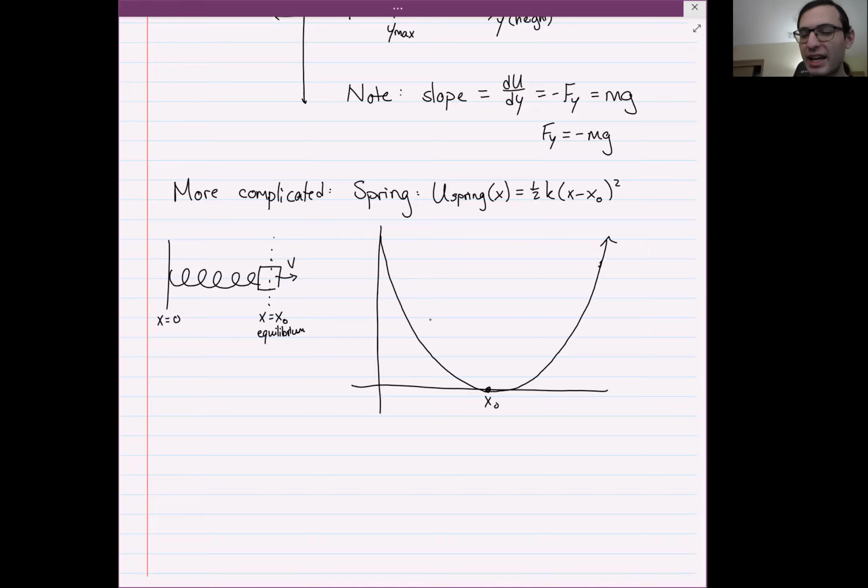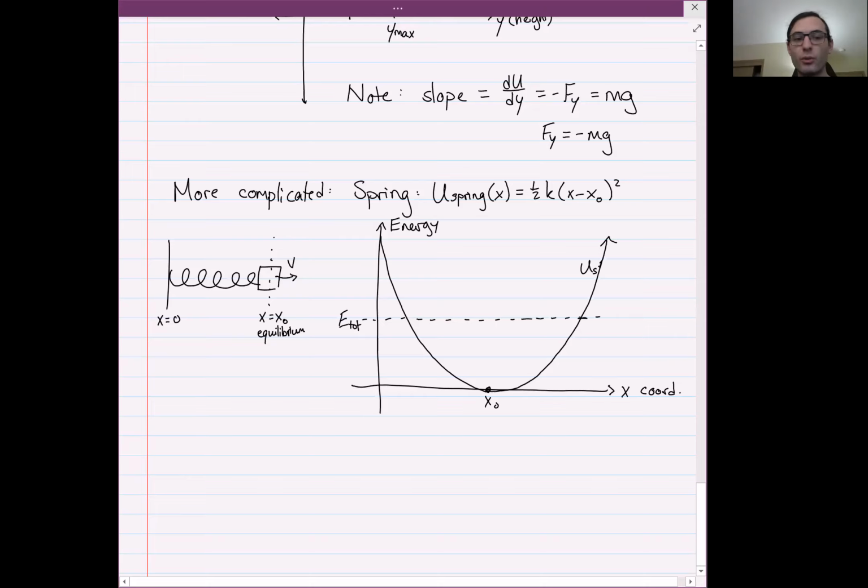Let's say that this thing has total energy. This would be the x coordinate, and this would be energy. This would be U sub spring, and maybe this is the total energy here. So it would have some total energy because it's moving when it's at equilibrium, right? That means it has kinetic energy, even though the potential energy is 0.